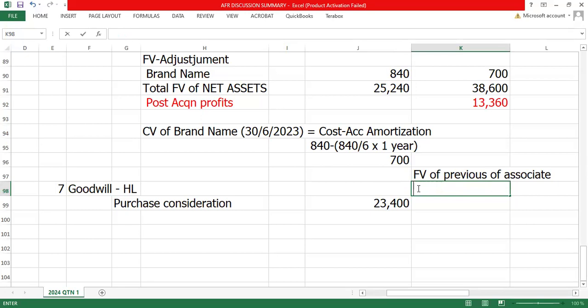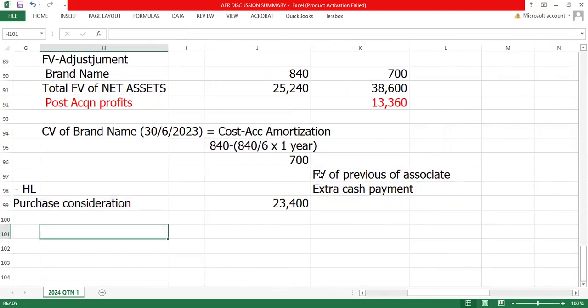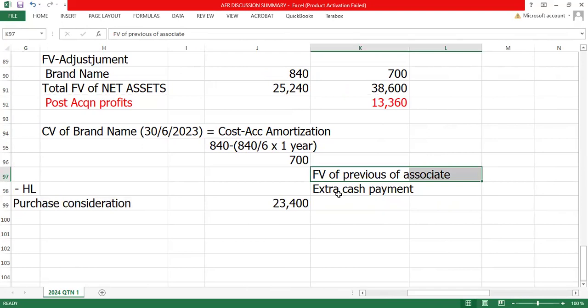The extra cash payment. That's if you realize that initially it was an associate and now it is a subsidiary. This is what you do as you look for purchase consideration. You get the fair value of the previous associate, plus the extra cash you paid to acquire the other, let's say, 30% or 40%.